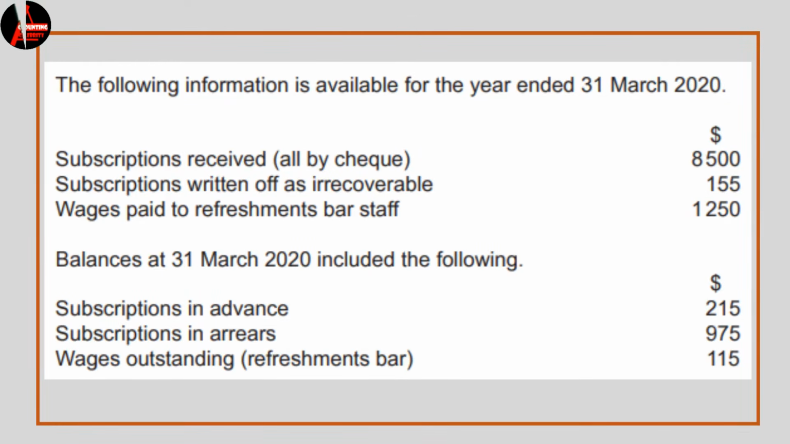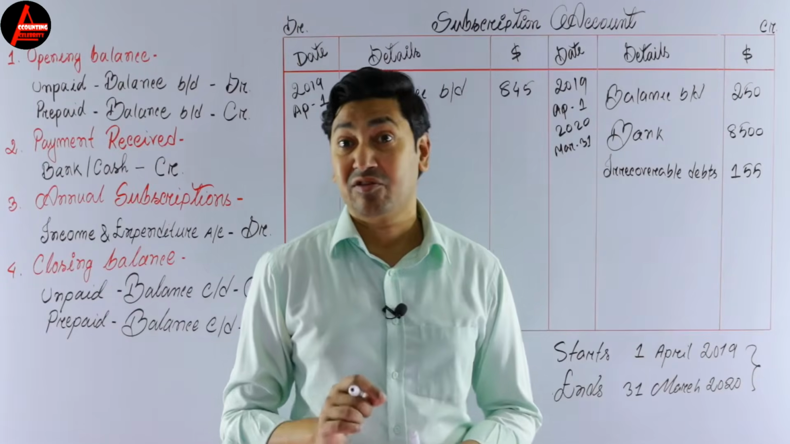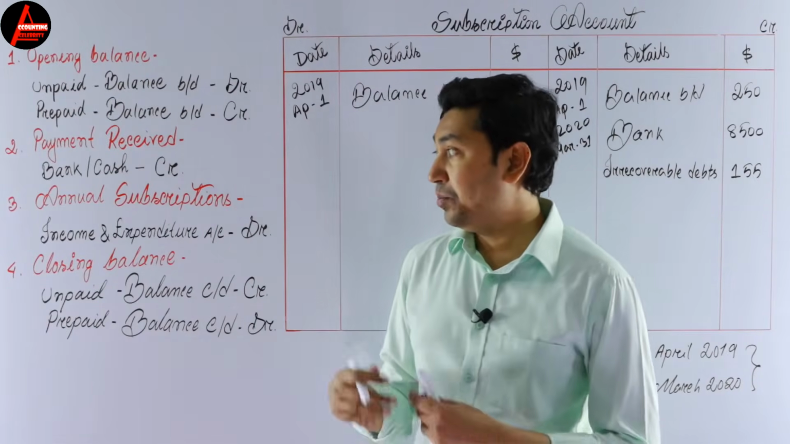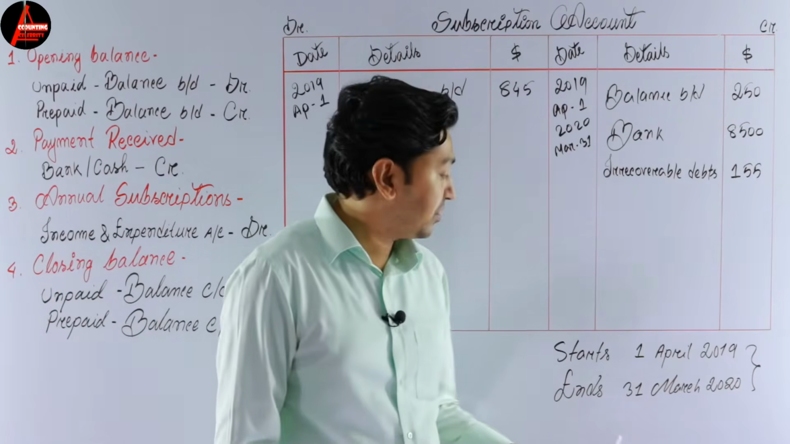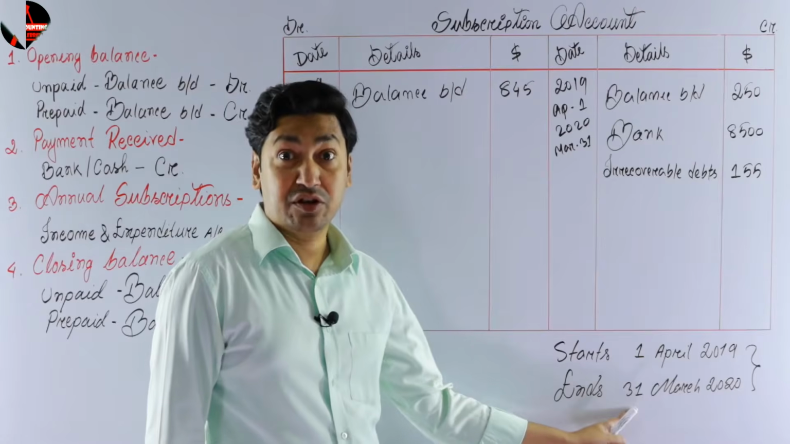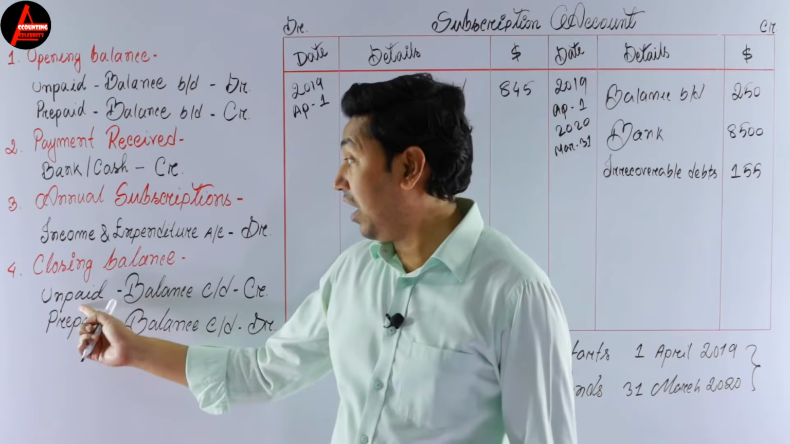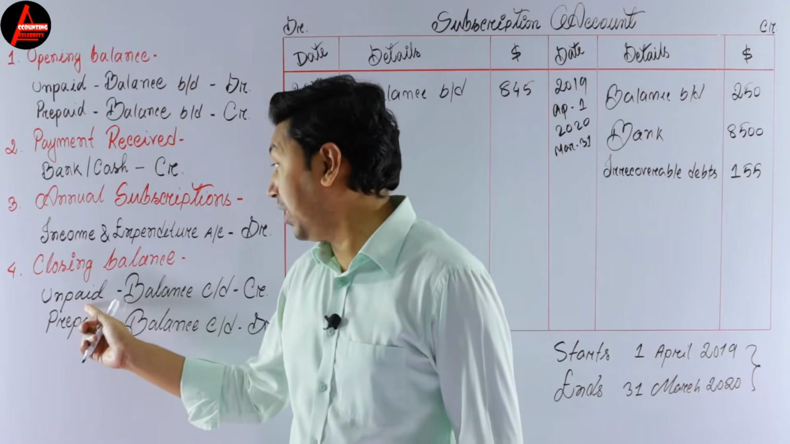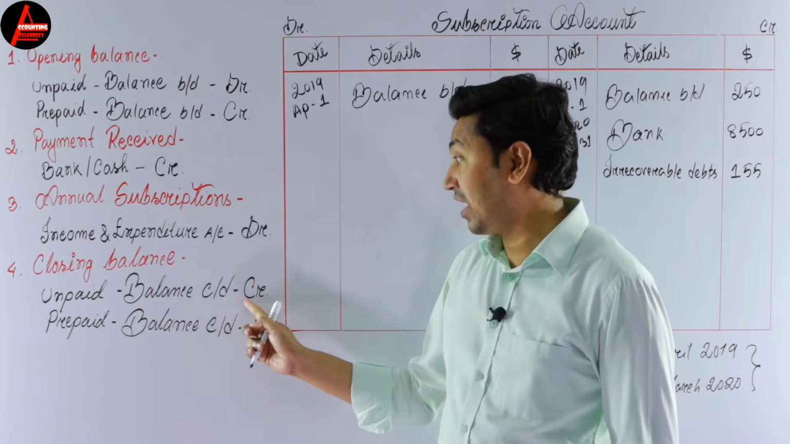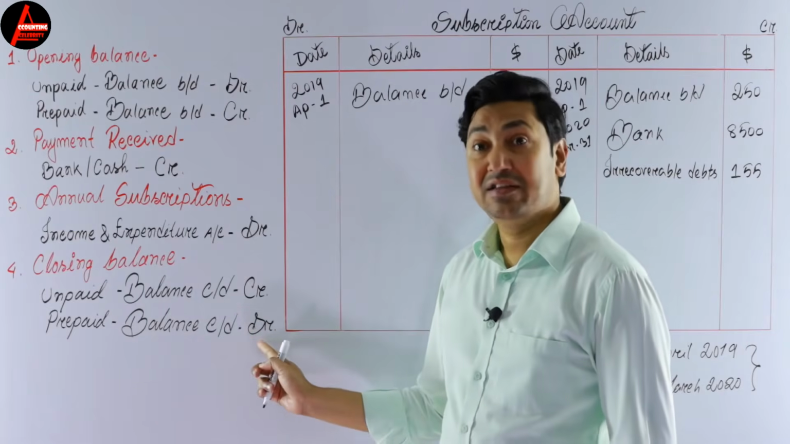Then balances at 31st March 2020 included the following. Okay, here we have subscription in advance $215. We have subscription in arrears $975. Okay, so these are the closing balances. I told you balance on the last day is closing balance. Okay, last day of the financial period, which is 31st March 2020. We have one is arrears and the one is prepaid, meaning advance. The one which is arrears or unpaid will be balance c/d on the credit side. The one which is advance or prepaid will be balance c/d on the debit side.